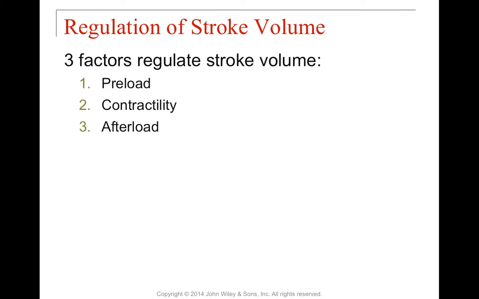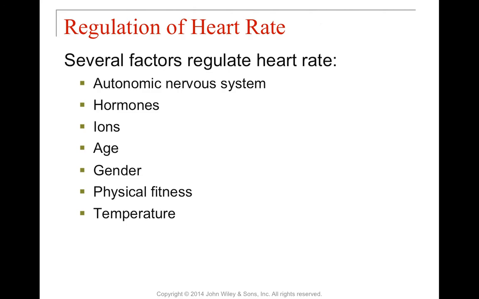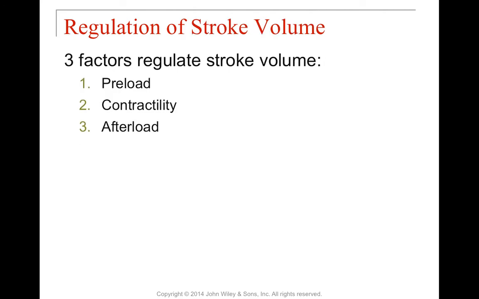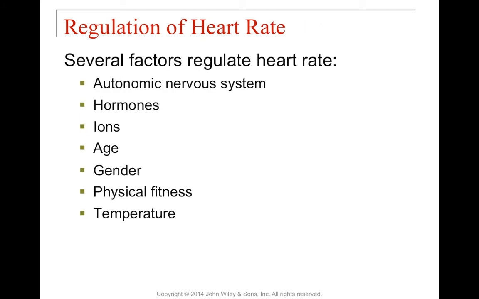Now there are three factors that regulate stroke volume. We have preload, contractility, and afterload. Preload is basically what you put on it as you're about to contract. Contractility is the contractile load, and then the afterload is what's left after the contraction occurs.